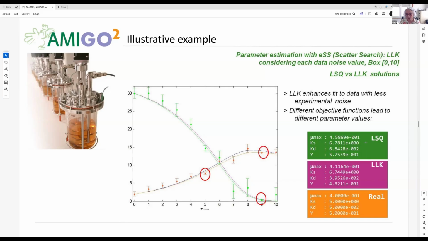So we compare the solutions using the standard least squares with the log likelihood function using the standard deviation of the generated data. As you will see, the values obtained using different cost functions are different because log likelihood will tend to reproduce better those solutions with lower experimental noise. And in both cases, we failed to achieve, let's say, the real value of the parameters, even though the quality of it is very good.